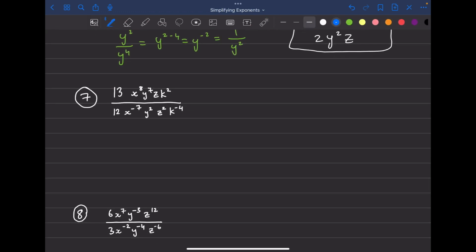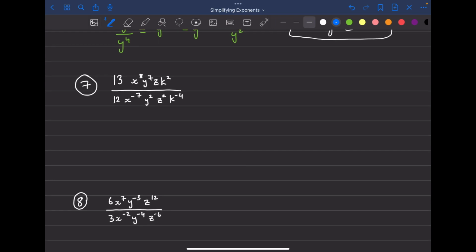But yeah, question number 7 now. Let's kind of do what we did the last time. First, we notice that the 13 and 12 cannot be divided by anything because 13 is a prime number. So we can't really do anything to that. Let's just copy paste it over here: 13 over 12. Now for the x's, I'm going to write it over here. So x to the power of 8 over x to the power of negative 7.